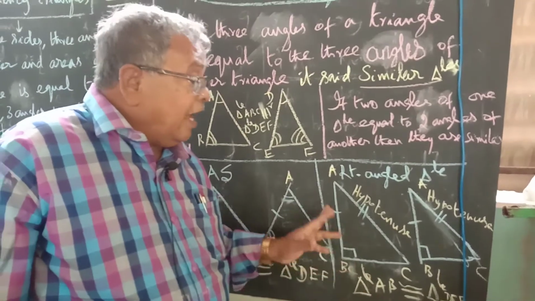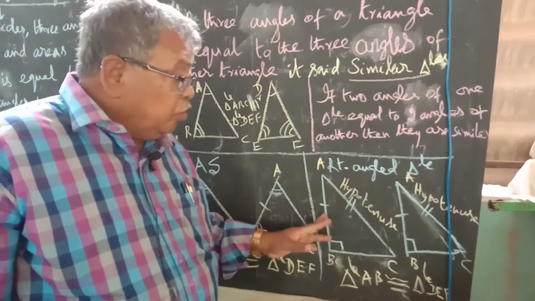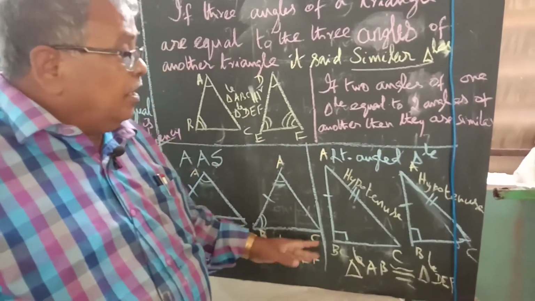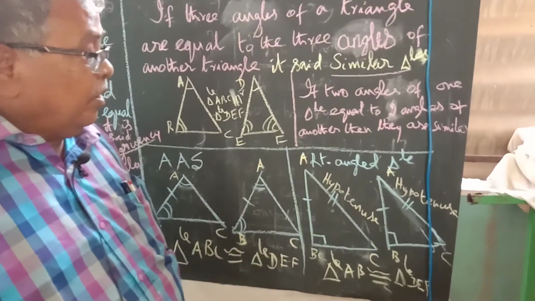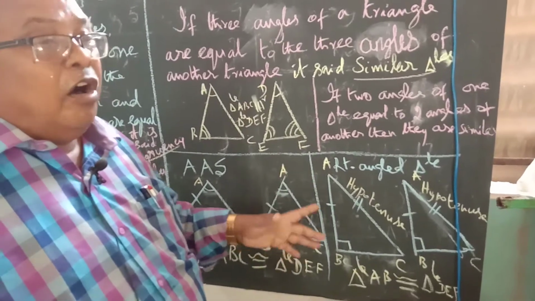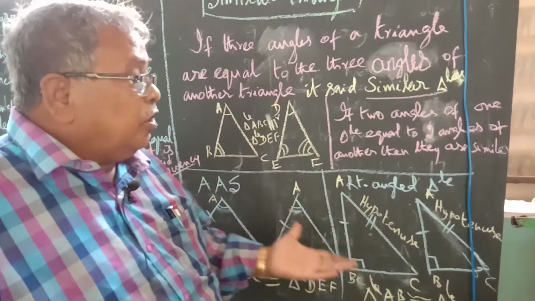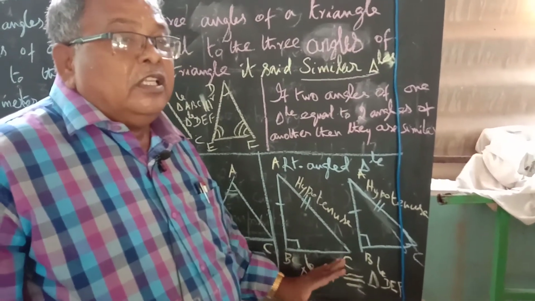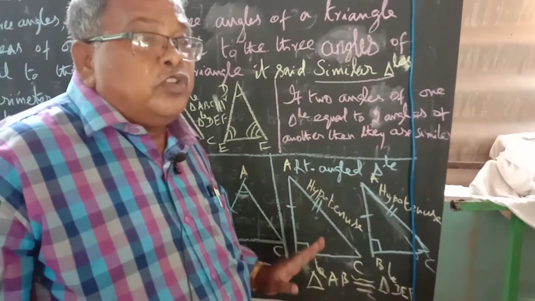The other two sides are the adjacent sides, the two sides adjacent to the right angle. Here, in a right angle triangle, if the hypotenuse and a side are equal, then we can say those two triangles are congruent. Okay, this is the study of congruent triangles.